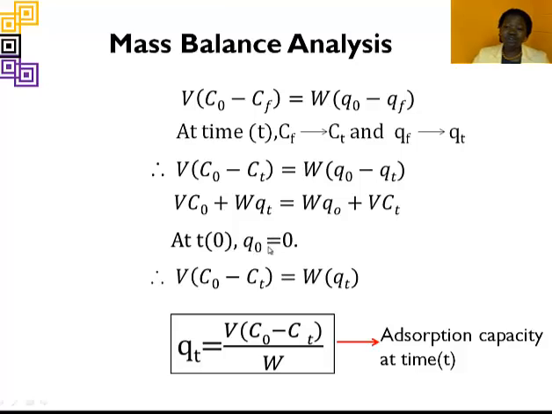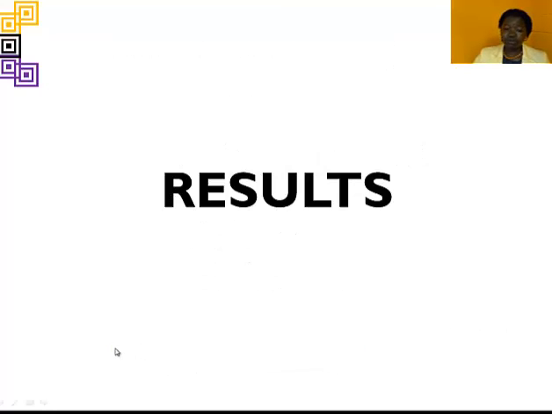And at time 0, there is no adsorption, meaning the adsorption capacity will be 0. And trying to solve for Qt, which is the adsorption capacity at time t, we utilize this equation, V times the initial concentration minus final concentration divided by the adsorbent dosage. Adsorption capacity is the amount of heavy metal removed by 1 gram of adsorbent dosage, and it's in milligrams per gram.